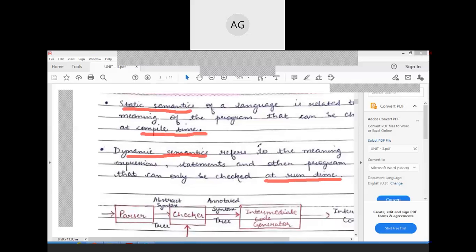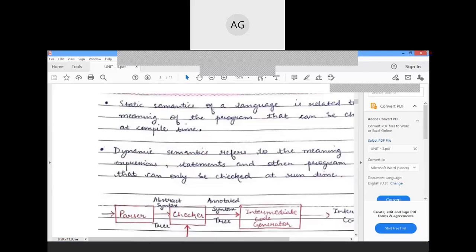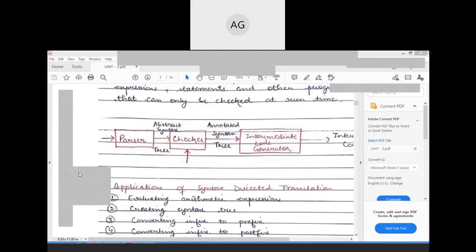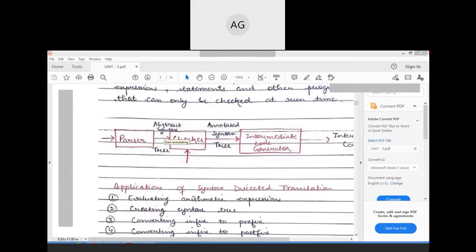So whatever we check at runtime, whether it be the expressions, statements, and their meanings in the program at runtime, that is called the dynamic semantics. In the diagram, as you can see, the second phase after the parser is where the abstract syntax tree is formed, and the abstract syntax tree is the input to the checker, meaning the syntax directed translation.